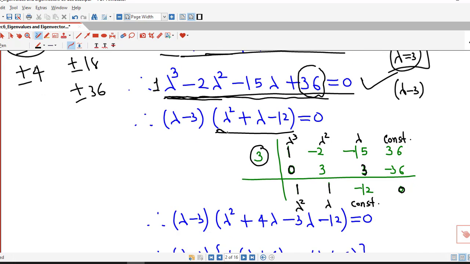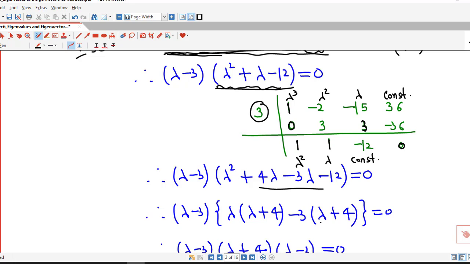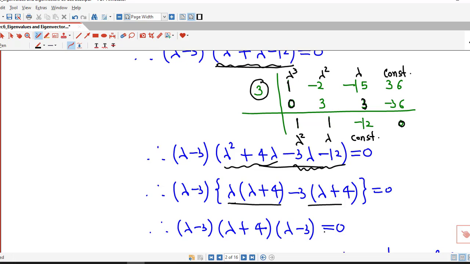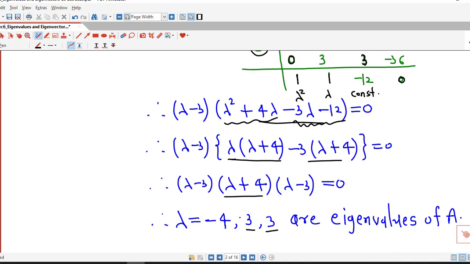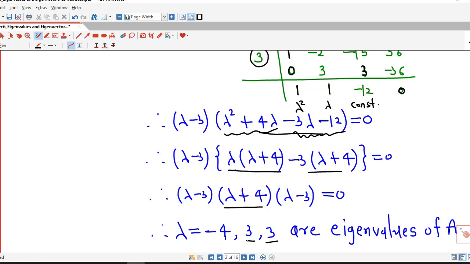Now this we can factorize by writing lambda as 4 lambda minus 3 lambda. In the first two terms we take lambda common, so we have lambda plus 4. In these two terms we take minus 3 common, so minus 3 times lambda plus 4. And in these two terms lambda plus 4 is common, so we have lambda plus 4 into lambda minus 3 equal to 0. So we can see lambda equal to minus 4, 3 and 3. 3 is a repeated eigenvalue; these are the eigenvalues of the given matrix capital A. And you can see these 3 and minus 4 are divisors of the constant term.